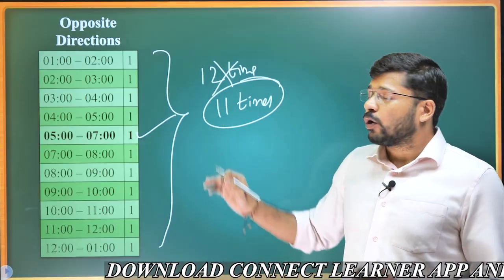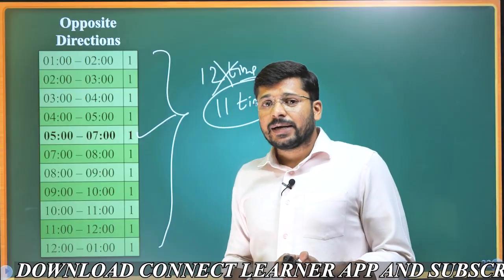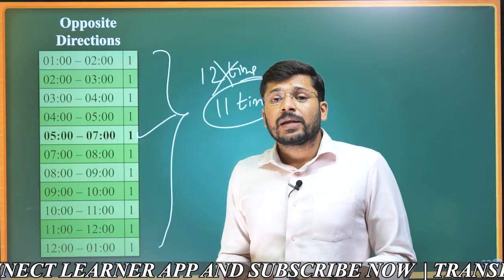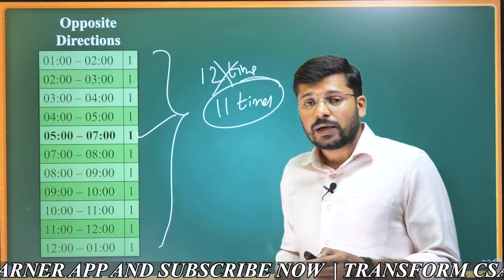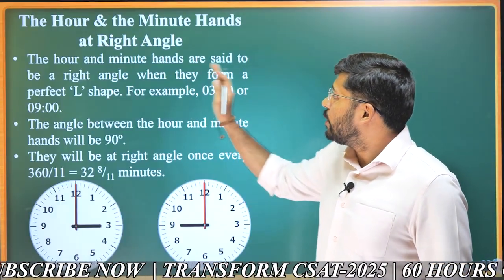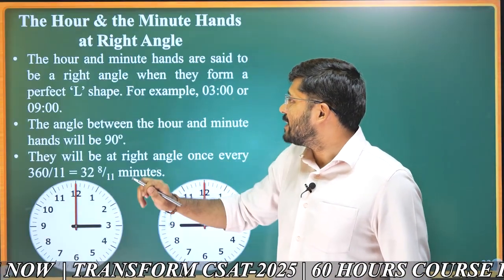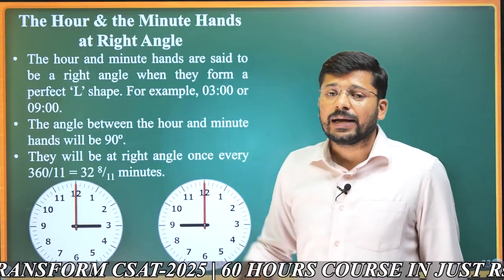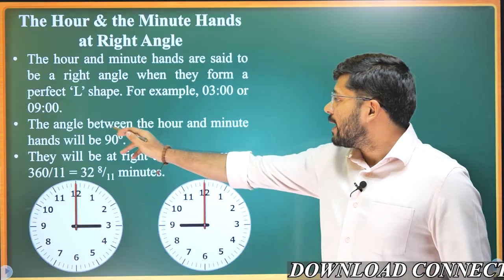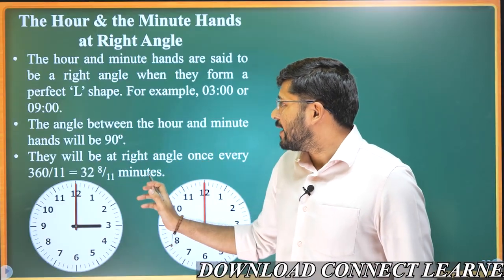Okay. Now we talked about coinciding of the hour hand and minute hand, and we talked about them being at opposite directions. Now we will talk about them being at right angle. The hour hand and the minute hand are said to be at right angle when they form a perfect L shape. For example, 3 o'clock or 9 o'clock. These two are only examples. There are multiple such instances. The angle between the hour hand and the minute hand will be 90 degrees.